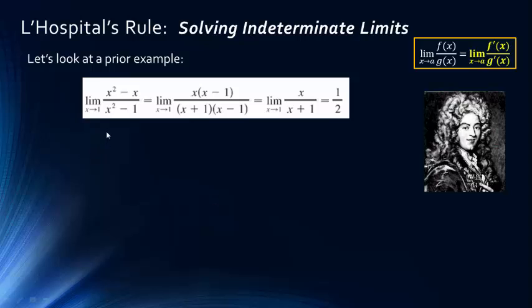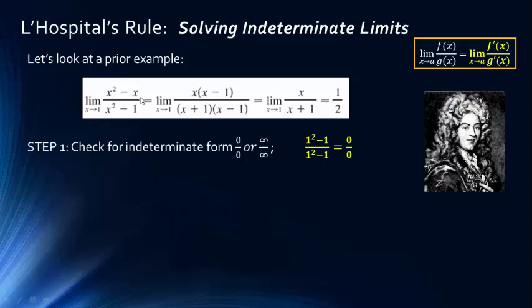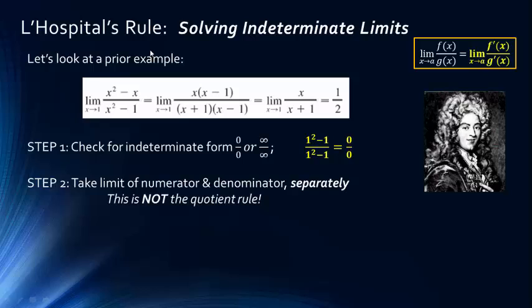Now again, remember we said that we do have 0 over 0. When we plug in 1 into the original equation, we get 1 squared minus 1, over 1 squared minus 1, which gives us 0 over 0. This is the first step always in applying L'Hospital's Rule.